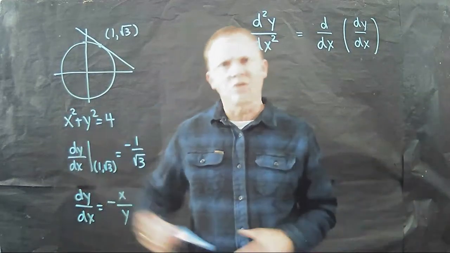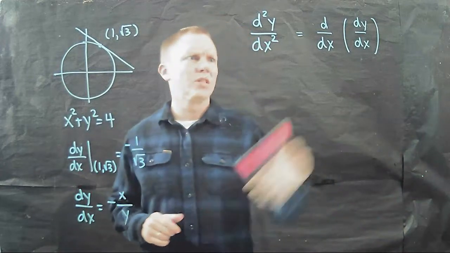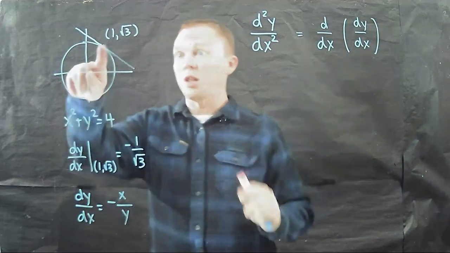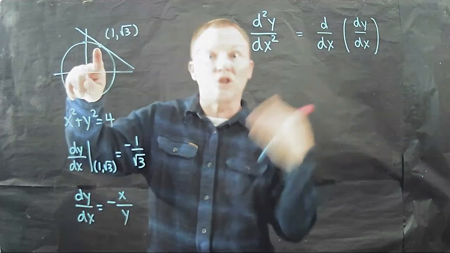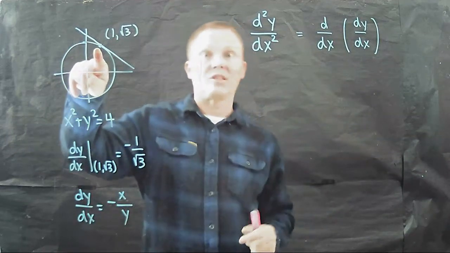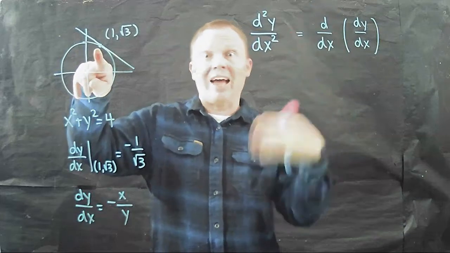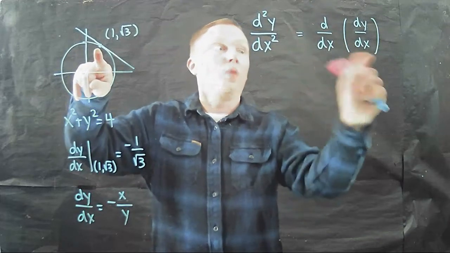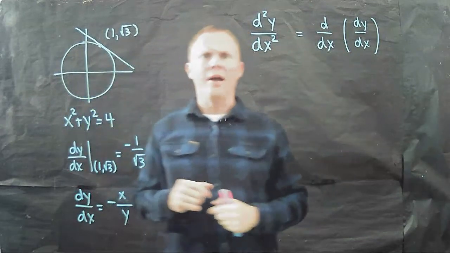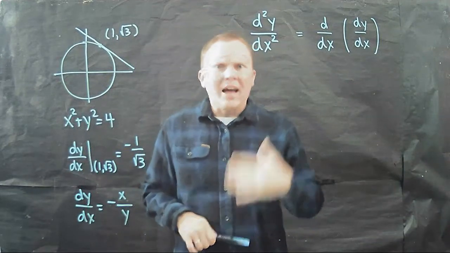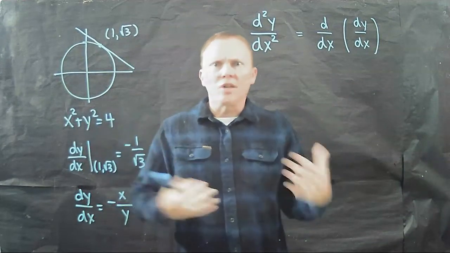What does this second derivative tell us? What is this derivative with respect to x of dy dx? It tells you how the slope of the tangent is going to change as you change x. That's what differentiating with respect to x means. As you change x, what happens to dy dx? And we have learned already that this is connected to concavity.